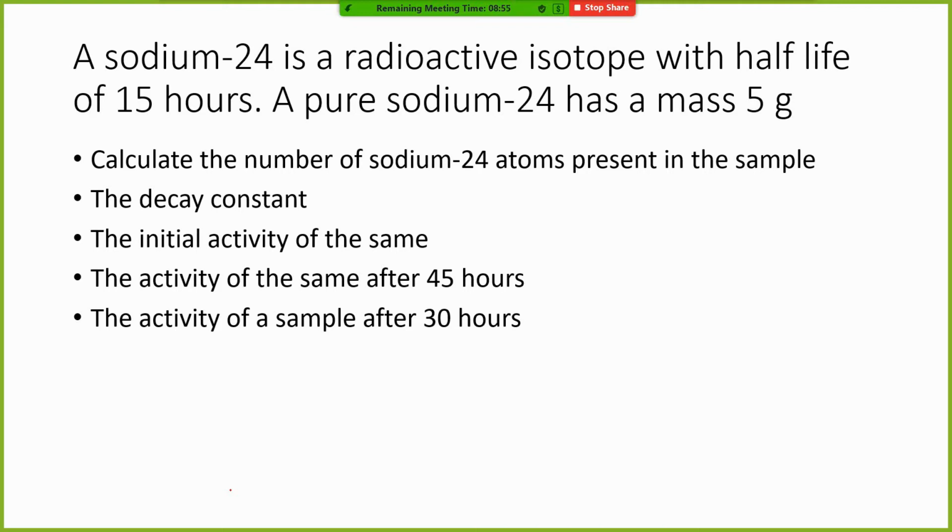Sodium 24 is a radioactive isotope with a half-life of 15 hours. Now it says a pure sodium 24 sample has a mass of 5 grams. First, they want us to calculate the number of sodium 24 atoms present in the sample, which is basically your N value that you want to find, the number of nuclei, per se. And of course, they want us to find the decay constant, the initial amount, and the initial activity of the sample.